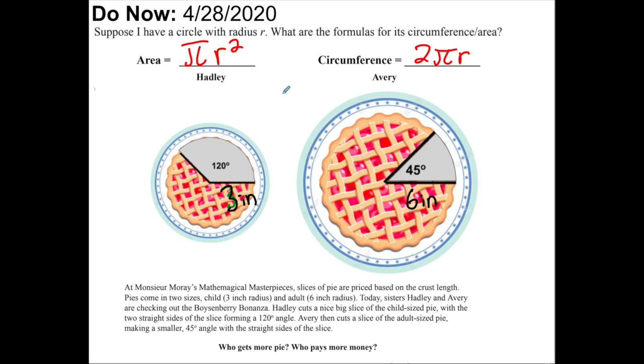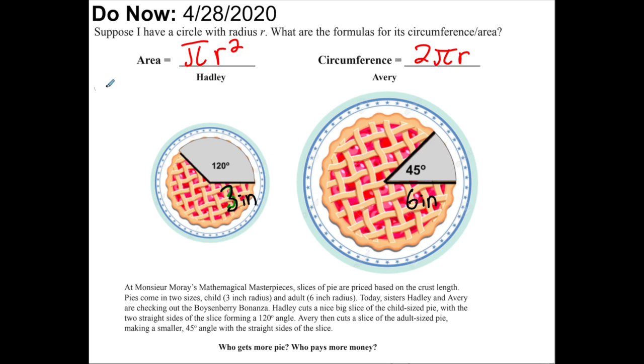Okay, so we need to know who gets more pie and who pays more. That is to say, who has more crust. Because whoever has more crust, in other words, whoever's arc length is longer, pays more, okay? And whoever's got more sector area gets more actual pie. Okay, so basically here's the idea.